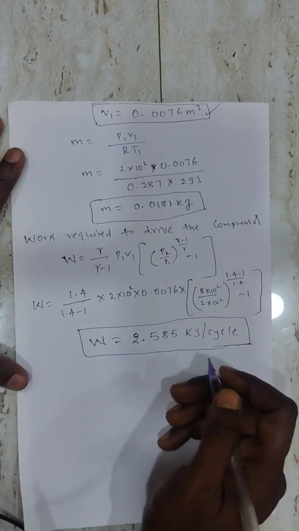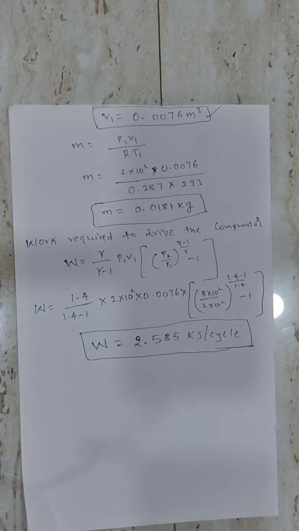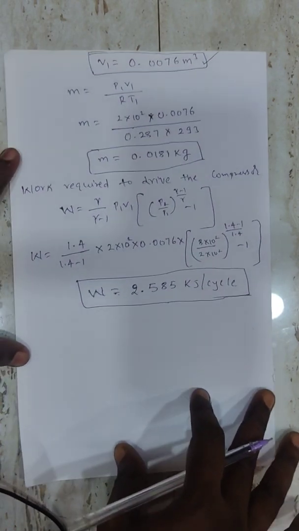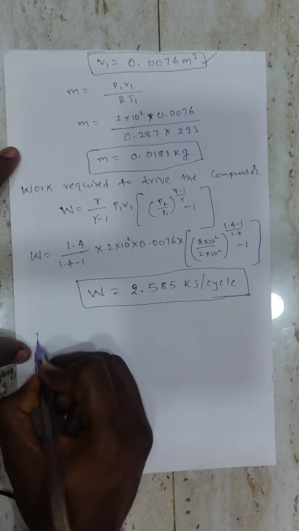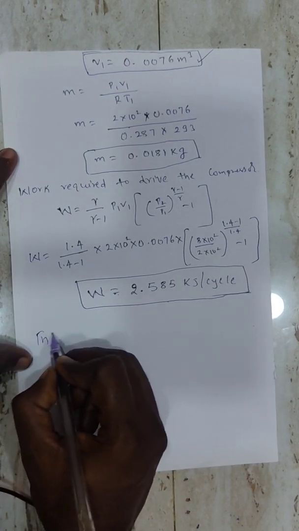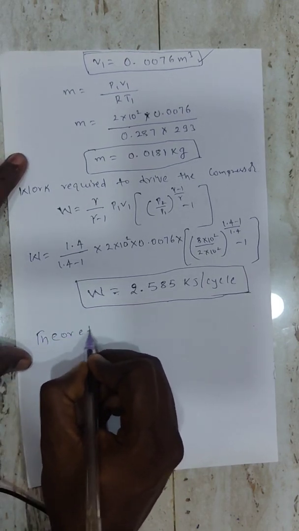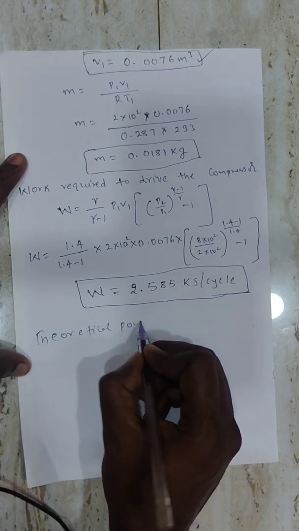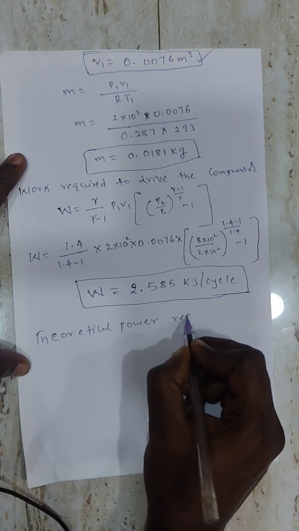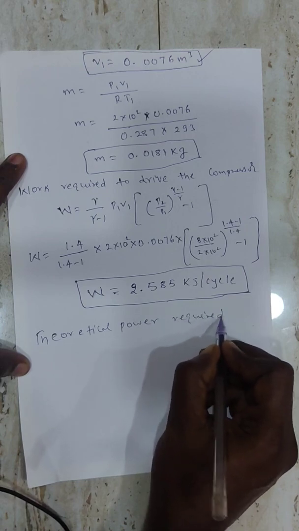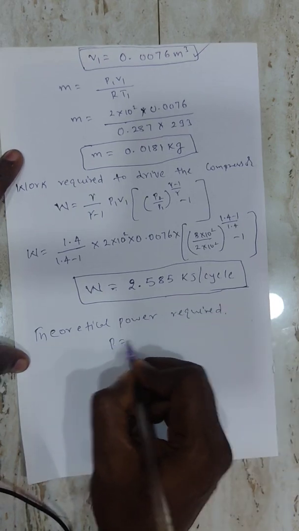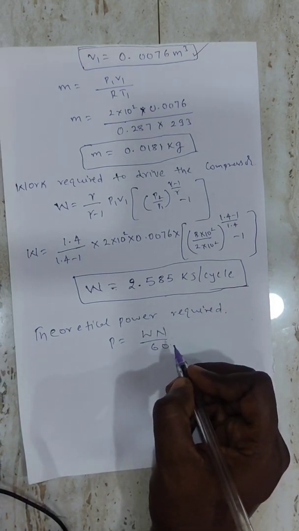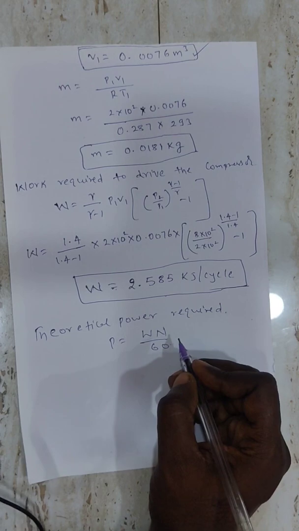This is the way of solving the problem, but the problem is not over. He asked us to find out the theoretical power required. That is, P is equal to W n by 60.